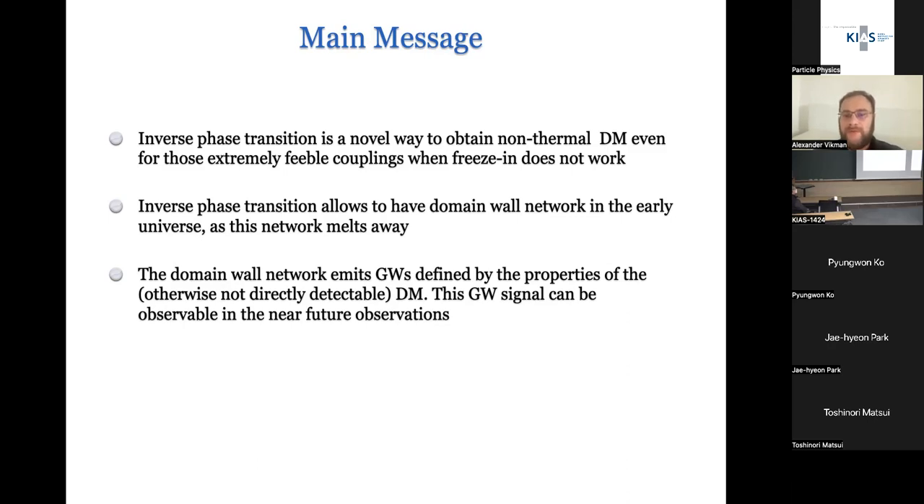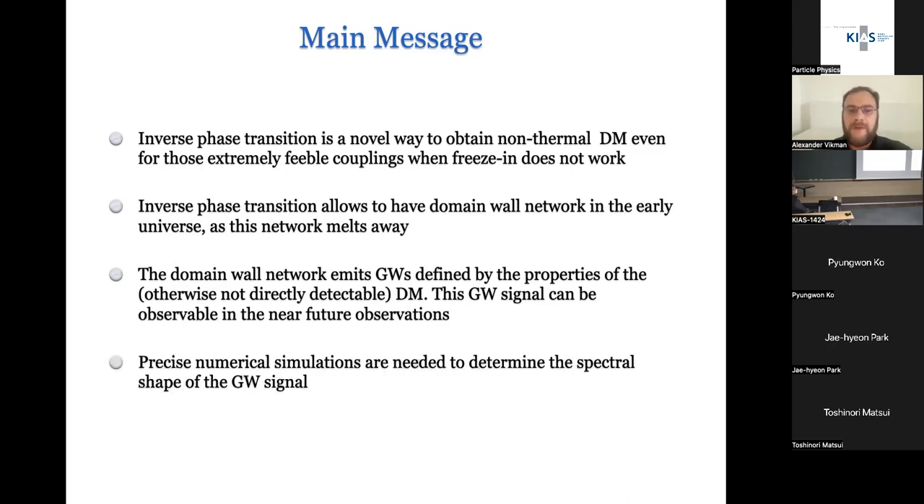So what is interesting is that this gravitational wave signal can be observable in near-future observations, which is striking, I would say. So basically, what I'm telling you is that there is a mechanism to produce dark matter in a non-thermal sector, which is practically decoupled from us. But nevertheless, these extremely tiny couplings can be traced in gravitational wave observations.